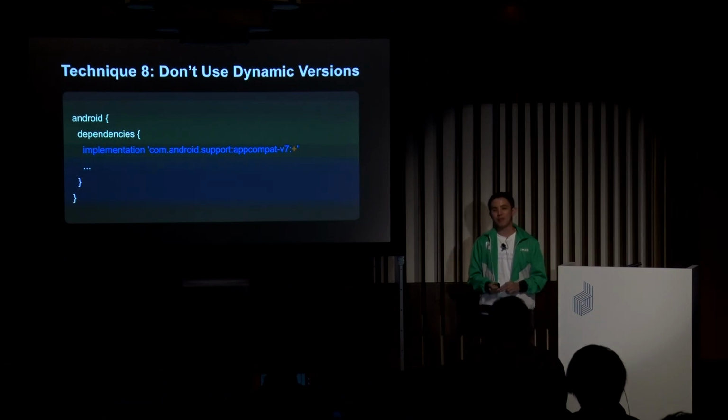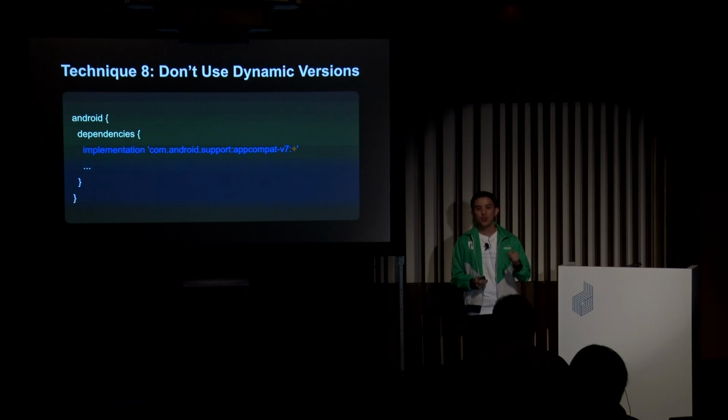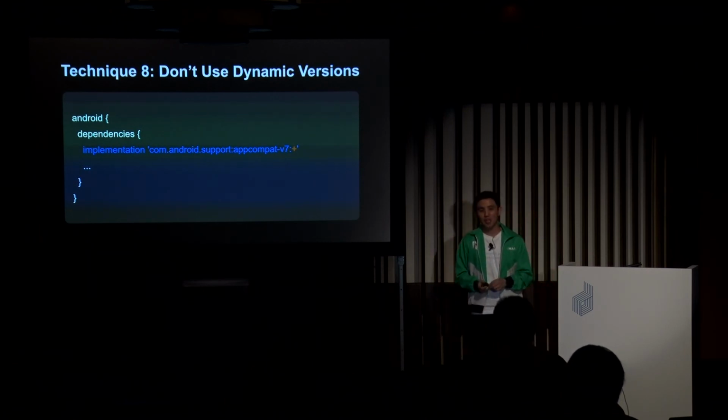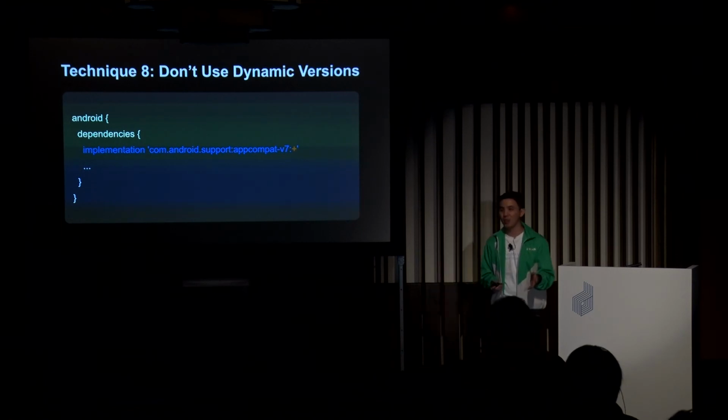You will get benefits from specifying the actual version. 1, you will build faster. 2, it's safer, because you may not know that a newer version of the dependency will make your app crash, right?